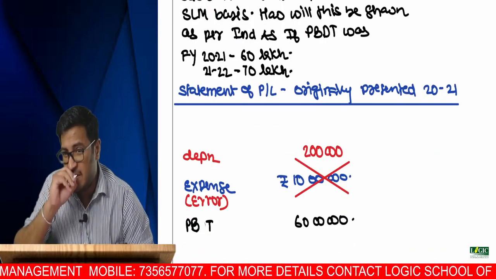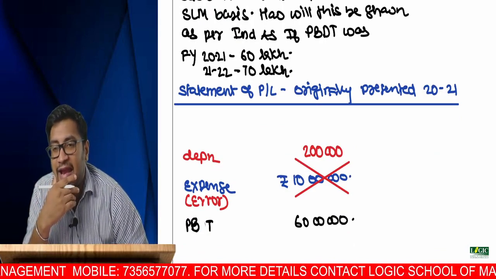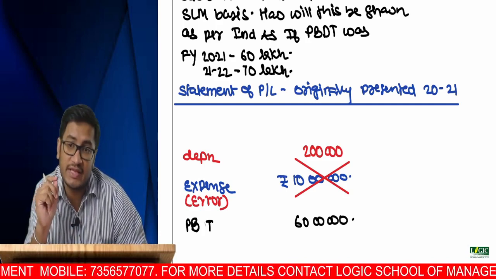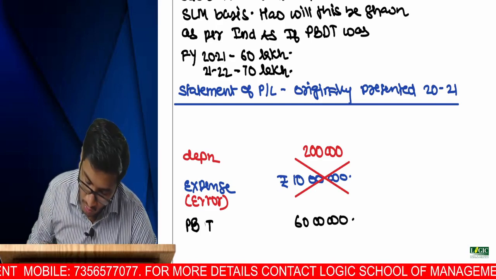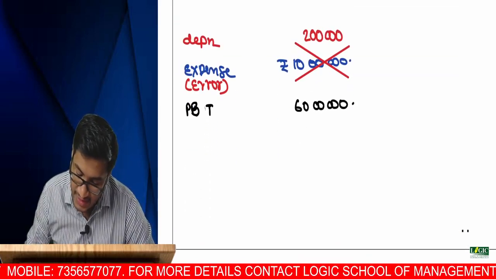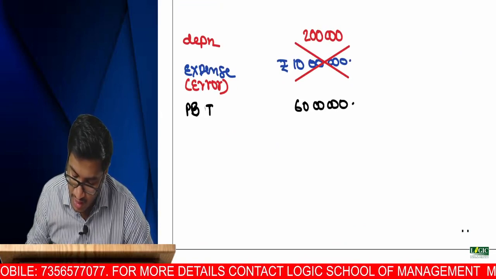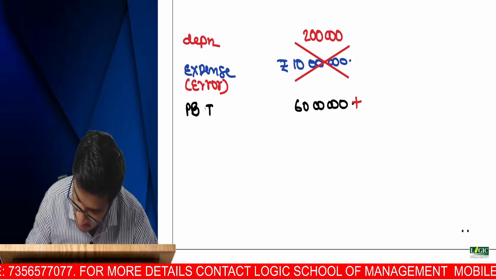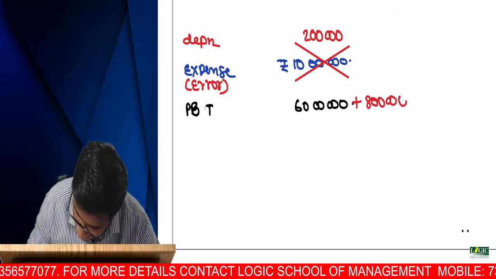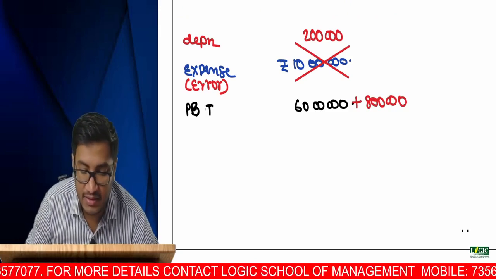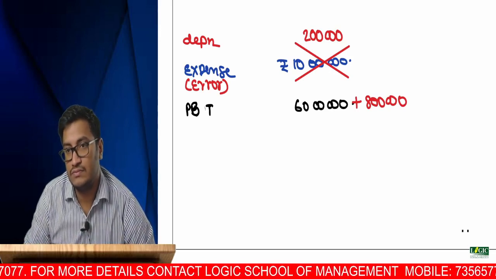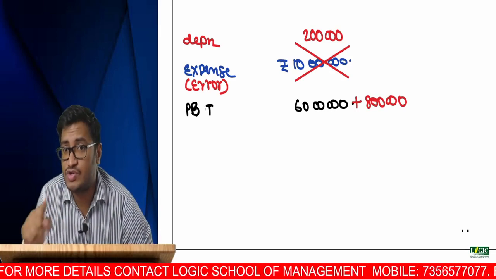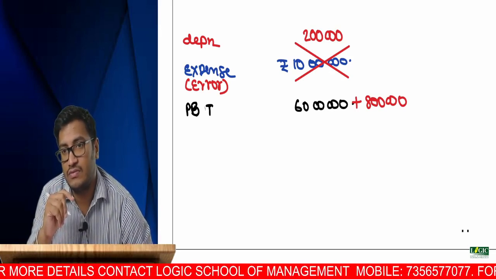That was the correct treatment. In P&L there should have been an expense only to the extent of 2 lakh, but you have shown an expense of 10 lakh. So what is the rectification required? Profit should increase by 8 lakh, because I shouldn't have shown an expense of 10 lakh. Instead, I should have shown a depreciation of 2 lakh.